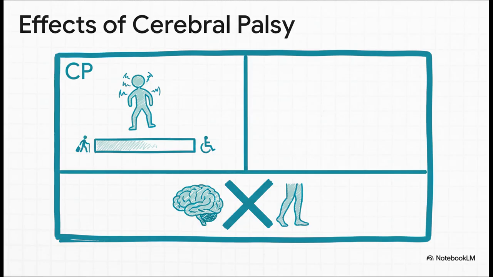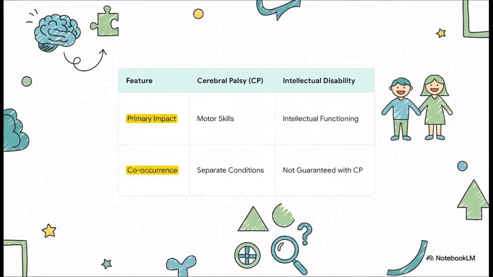They can range from a little bit of clumsiness all the way to severe physical impairment. But here is the most important thing you can learn from this slide. Having CP does not automatically mean someone has an intellectual disability. They're two separate things, even though they can sometimes occur together. This table spells it out perfectly.